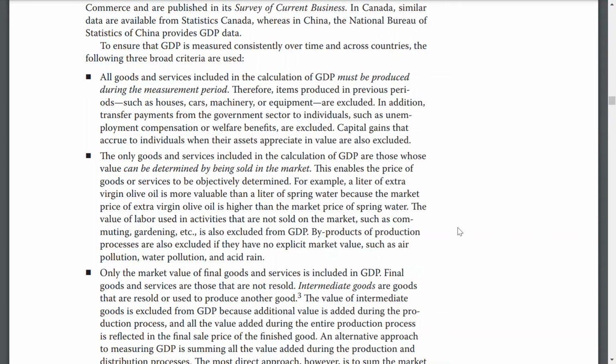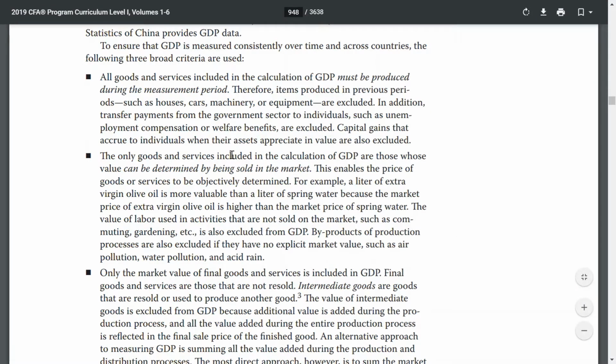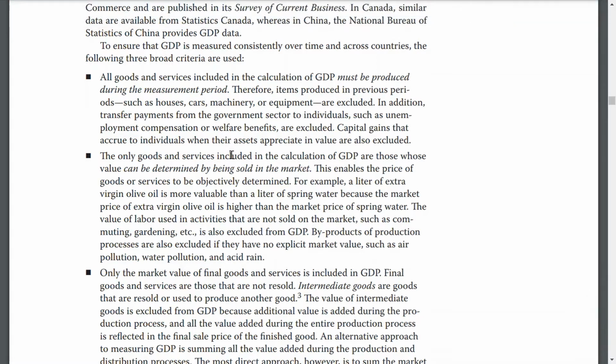Capital gains that accrue to individuals when their investments appreciate in value are also excluded. The only goods and services included in the calculation of GDP are those whose value can be determined by being sold in the market. This enables the prices of goods or services to be objectively determined.